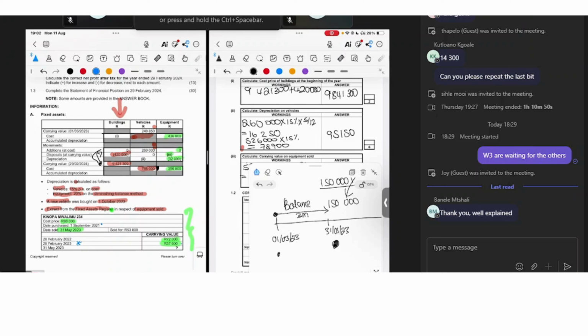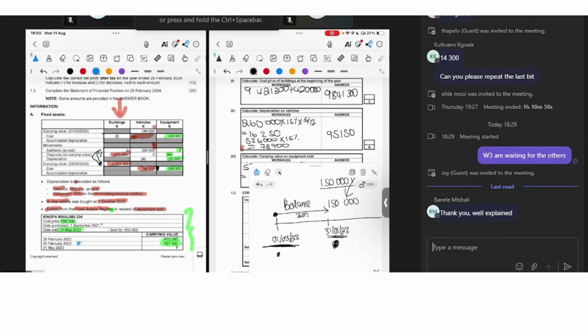So if we're calculating depreciation, we can't calculate depreciation after we have sold it. We can only calculate depreciation in the current year when we still were using it, when we still had it in our books. So then that would be from the beginning of the year up until the date it was disposed of. And when does our year start? On the 1st of March, and then it was sold on the 31st of May.